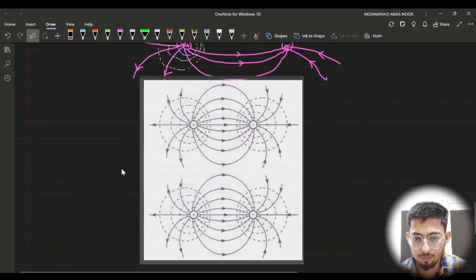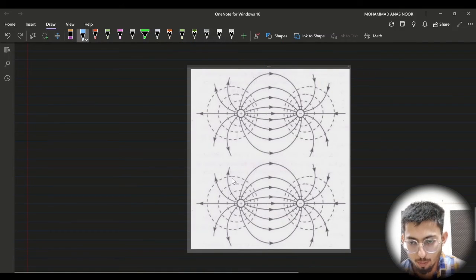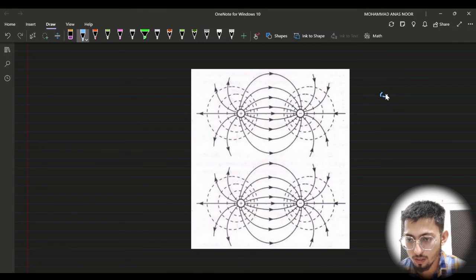You can take this example. They both are the same. So like this you can draw circles. These circles are the equipotential surfaces.